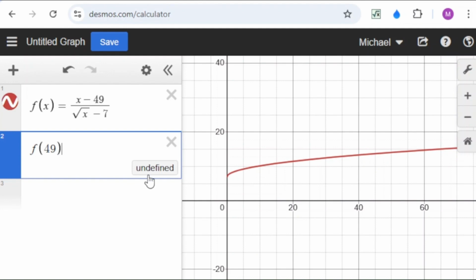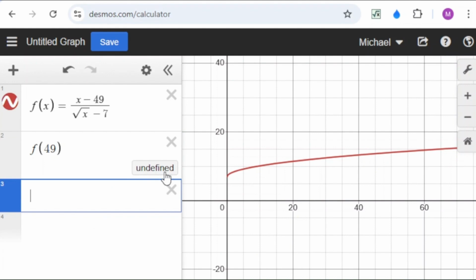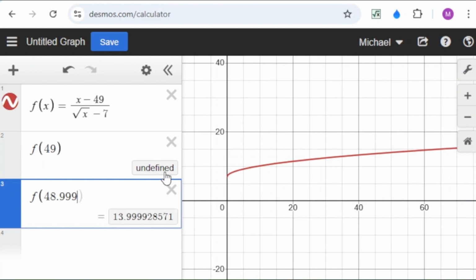But that actually does not matter as far as the limit is concerned. As far as the limit is concerned, we're not interested in what is f of 49, but what is f of values that are close to 49. So what if we type in like 48.999? Well, notice, what are our outputs close to? They look like they're close to 14, right? 13.999 something.